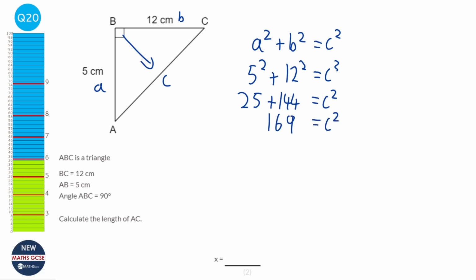And then we're solving to find out what c is, and we're just going to square root both sides. So square root of 169 is 13. So c is 13.